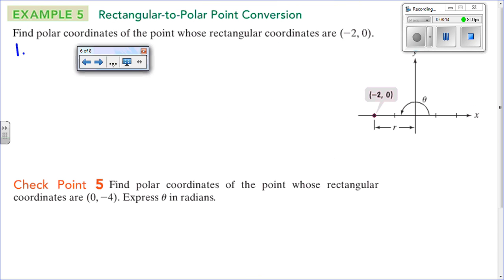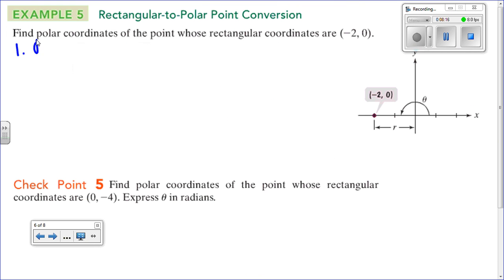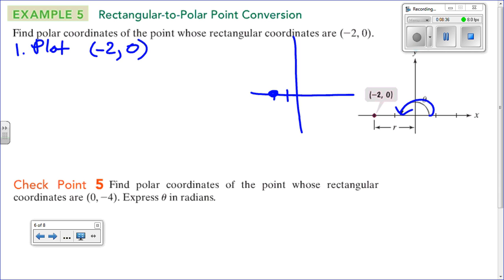And now for this one, first of all, we plot the point, which is negative 2, 0. If you didn't have the drawing, you should know. Negative 2, 0, so it's here. And so it's very easy to see what the angle will be. If we start from here, just like we have it here, pi. But still, you need to show some stuff.